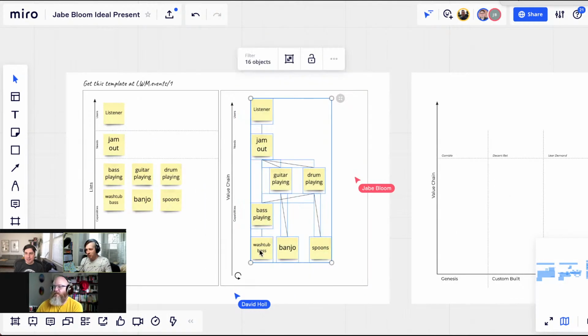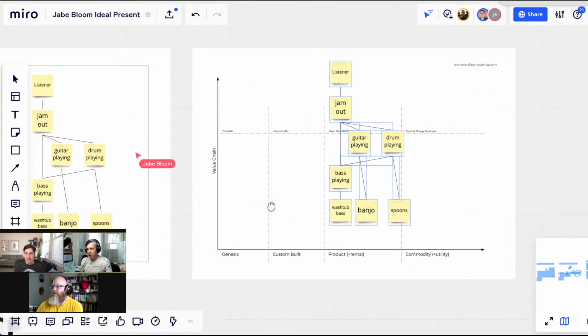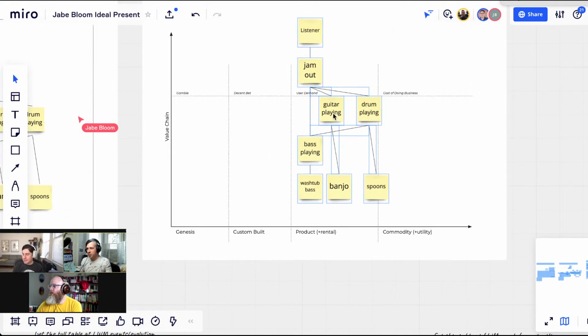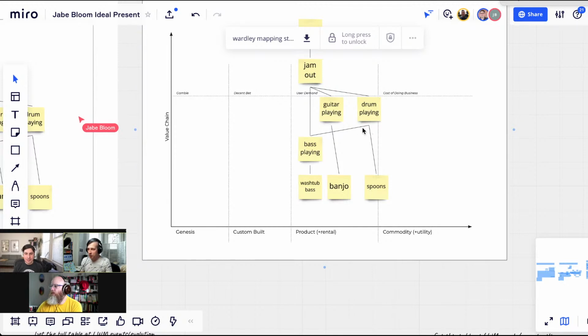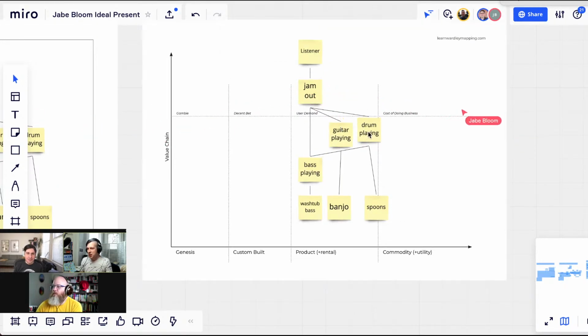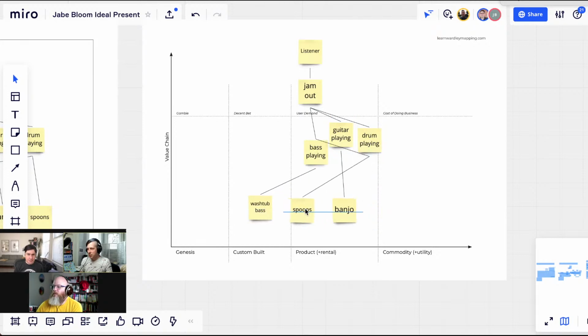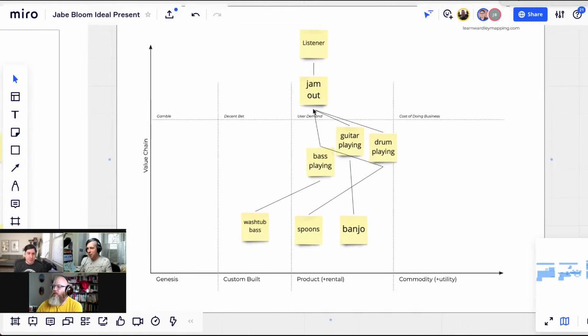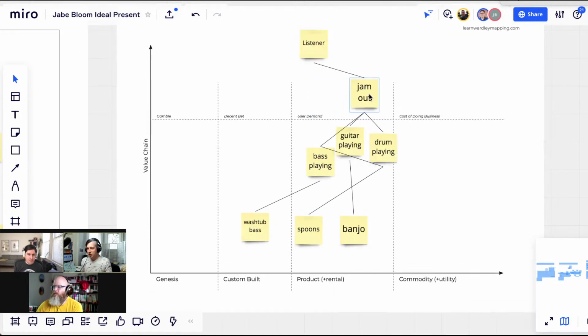Lovely. We've got our minimum viable map here. We had our value chain, and now we're going to turn it into a minimum viable map. I'm just going to place these where I think they belong. I'm just making this up, but it feels about right-ish. Yeah, something like that.